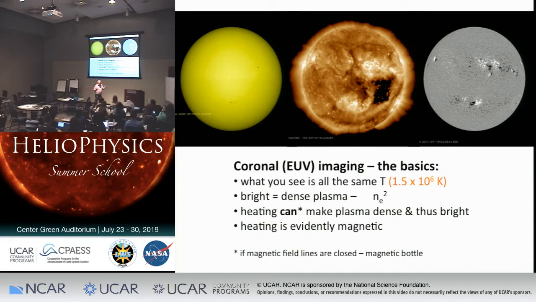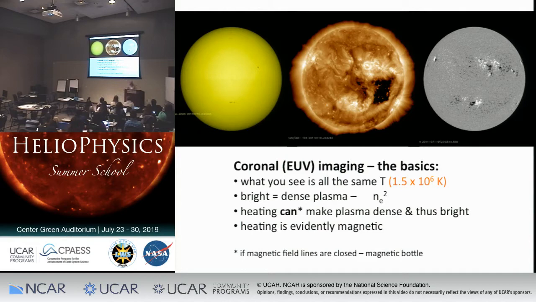So the high density actually does come from heating of the plasma, heating of this material. But the heating tends to make the plasma dense. It's not making it too much hotter because everything you're seeing is the same temperature. And that heating must have something to do with magnetic fields. I know some of you are working on the coronal heating problem. I will not steal your thunder. I will not explain why magnetic fields will heat the corona. I will just explain that because there is such a magnetic heating, it will create a high density corona.